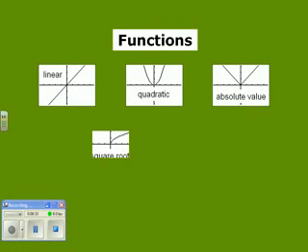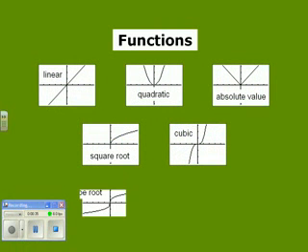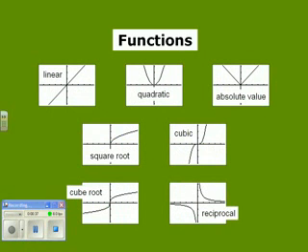If you go to the second page of your packet, it's not up here on the PowerPoint, I'm going to go ahead and read through the instructions for your graphing piecewise functions. Your assignment is to create an artistic design by graphing various functions. You can use all of these different types of functions that we have talked about.